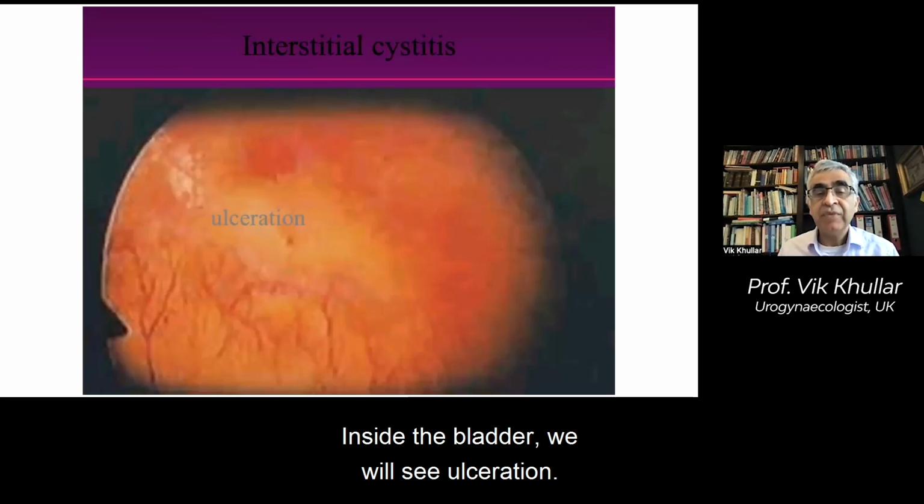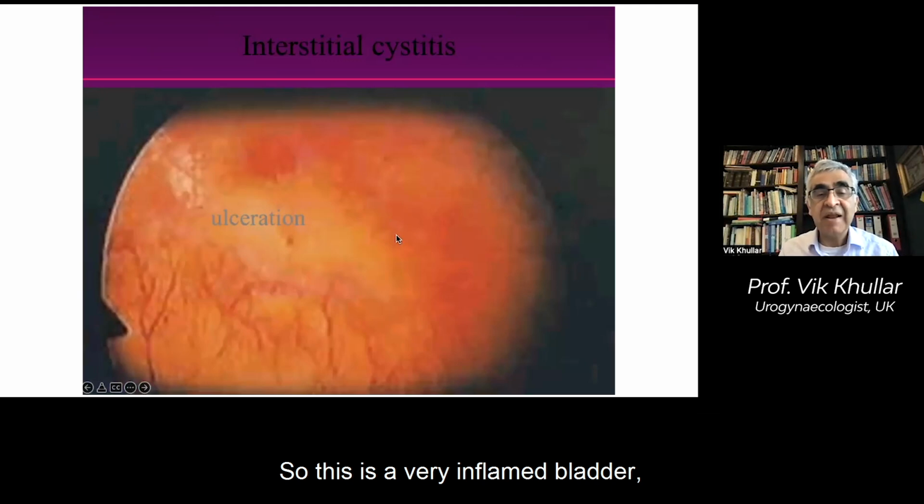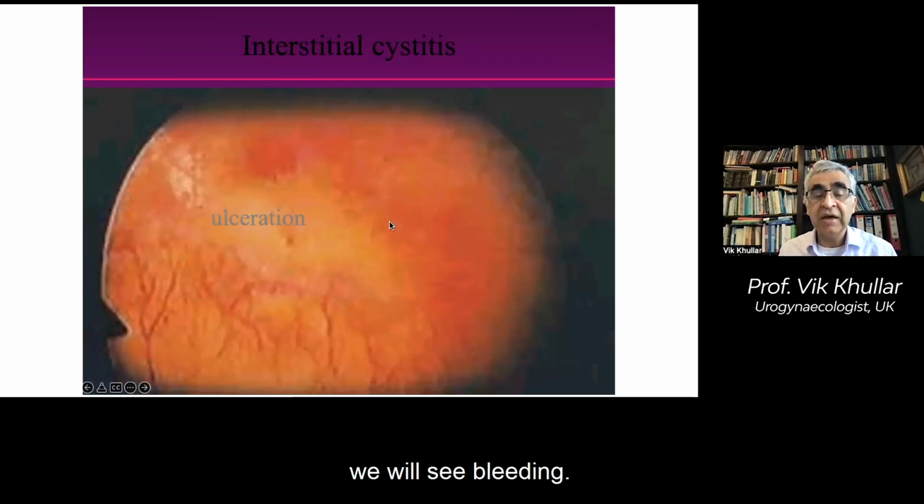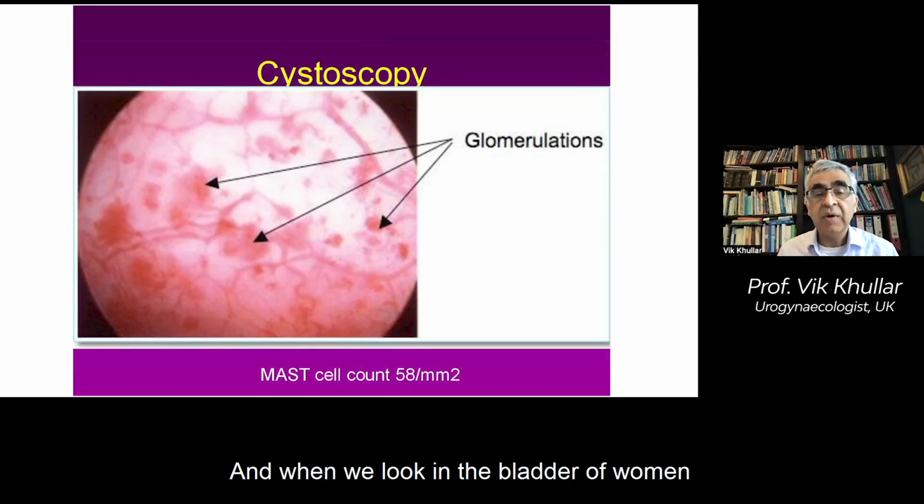Inside the bladder, we will see ulceration. This is a very inflamed bladder, and as the bladder is filling, a whitish scarred area appears, and what will eventually happen as the bladder fills, around the edge of the scarred area, we will see bleeding. And when we look in the bladder of women with joint hypermobility syndrome, we will often see these hemorrhages.